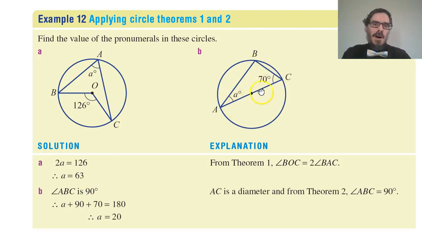Here, I have an angle in a semicircle. So this one is 90 degrees. If this is 90 and that's 70, this one has to be 20. It's the number of degrees left to get to 180.